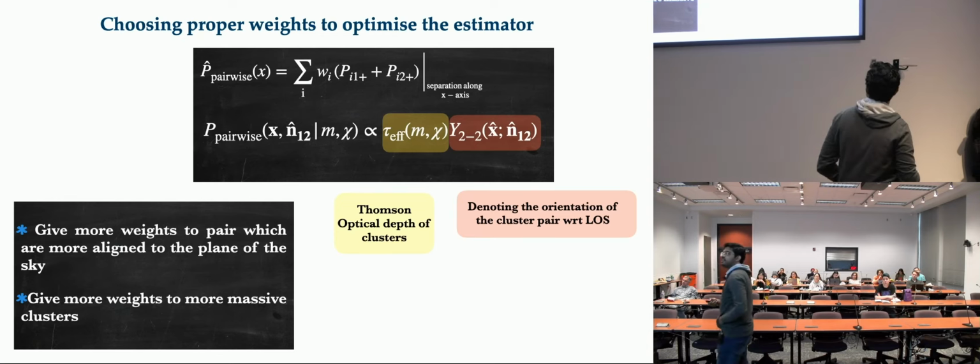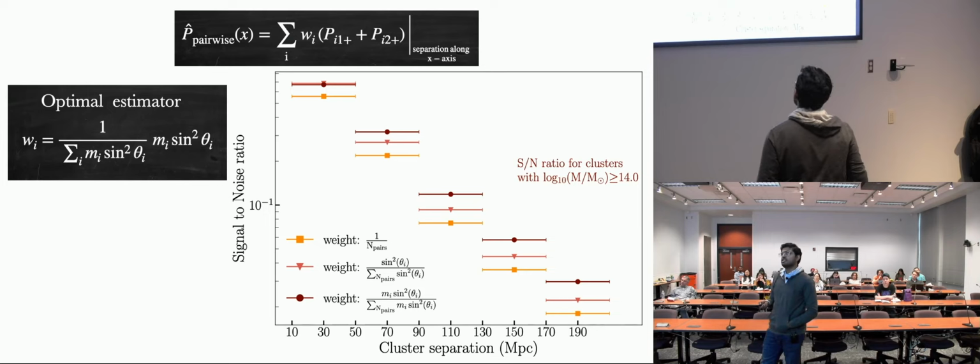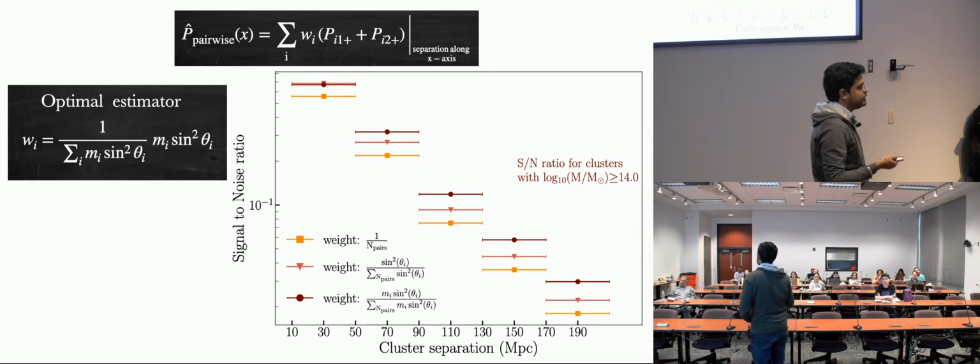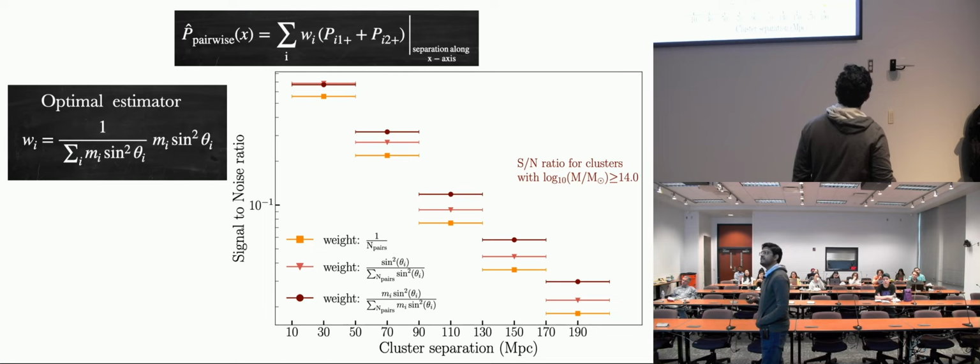So if you do this kind of weighting, you actually end up with a more optimal estimator, which you can see from here. For this orange curve, we just did a naive averaging over all the pairs, but if you do this weighted average over all the pairs, you end up with a better signal to noise ratio. We have shown this for all the clusters which are above a mass of 10 to the power 14.